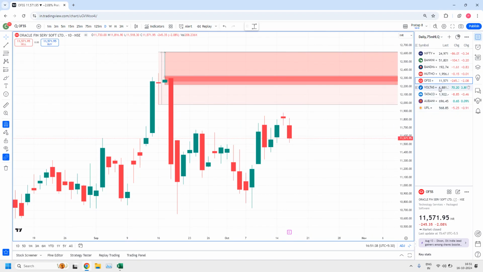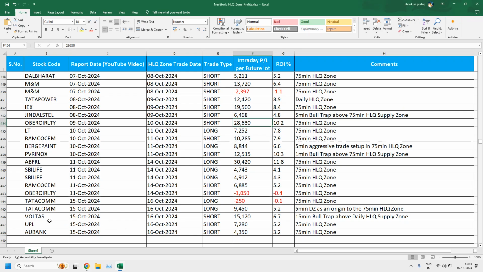And Voltas, we already got a trade, Tata Communication we got the trade, AU Bank we got the trade, and UPL we got the trade. That means 4 stocks we got trades today: Tata Communication, Voltas, UPL and AU Bank.